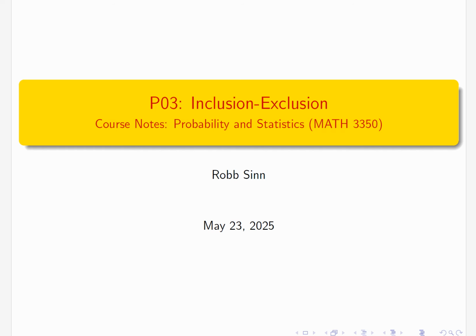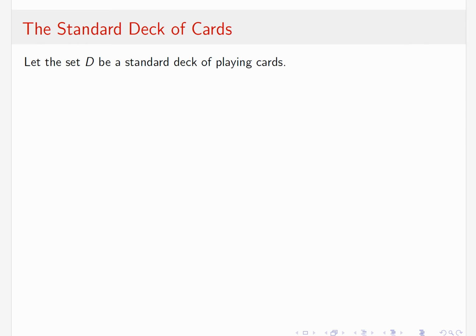First of all, we do have our standard deck of playing cards. This is the probability playground. A deck of cards is just a great toolbox, right? A sandbox kind of thing for playing around with the different ideas.